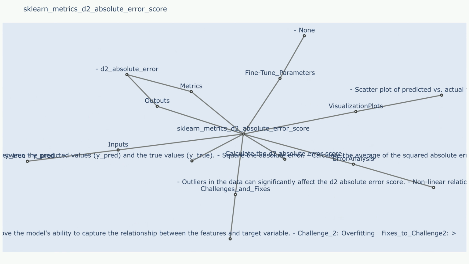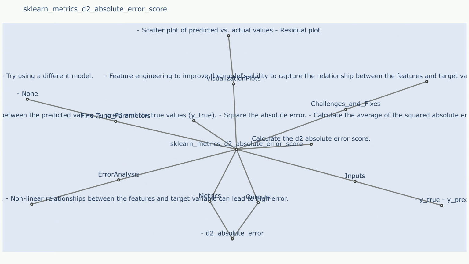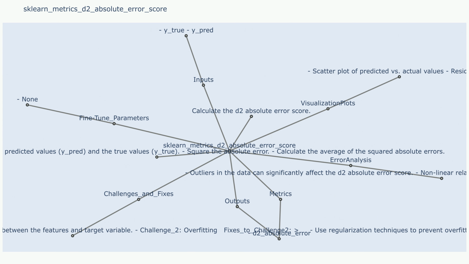Fixes to challenge 2: data normalization. Normalize the target values before training the model. Scaling: use a scaling technique like min-max scaler or standard scaler to bring all the features to the same scale.